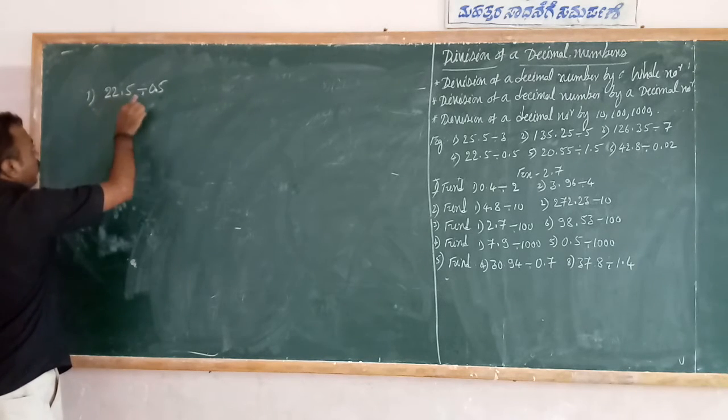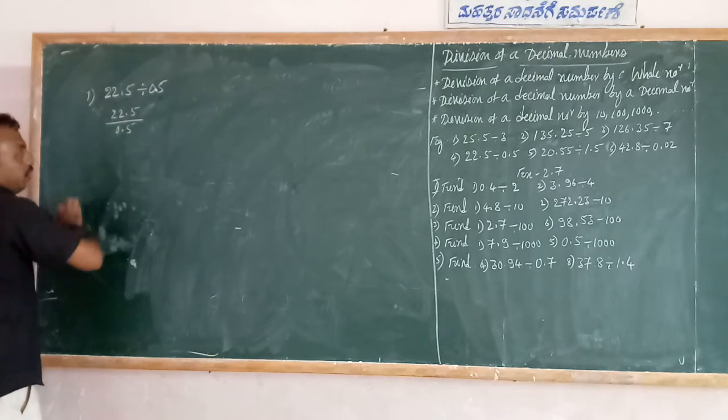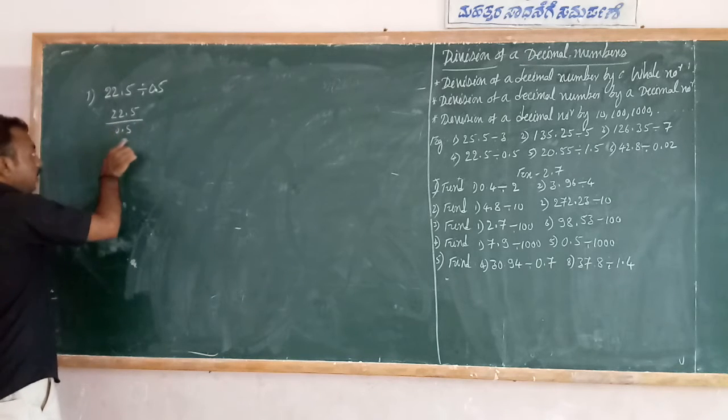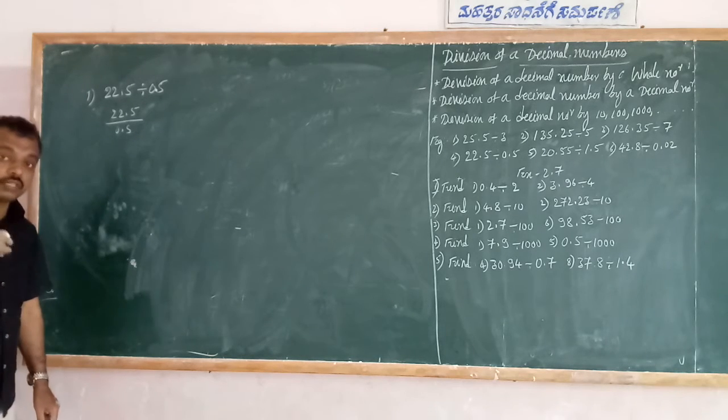See, 22.5 divided by 0.5 can be written in fraction form, in p by q form, as 22.5 over 0.5. Now the denominator we have to convert into a whole number. How to convert the decimal number into a whole number? By multiplying by 10, 100, 1000, etc.